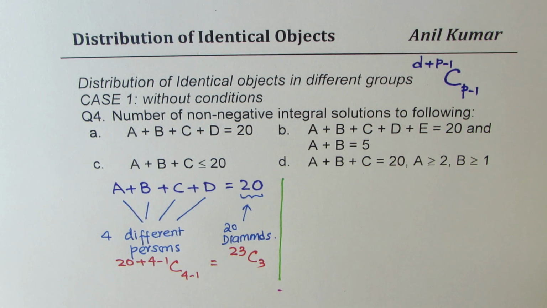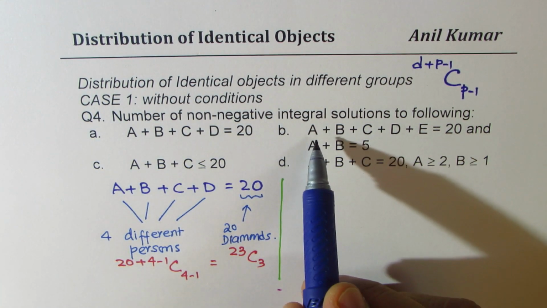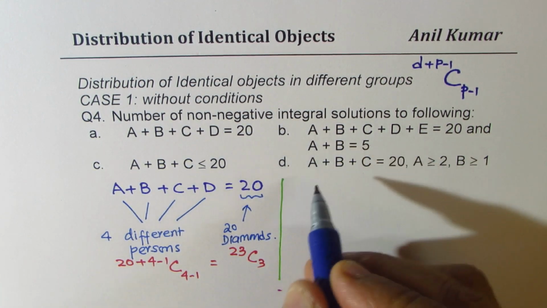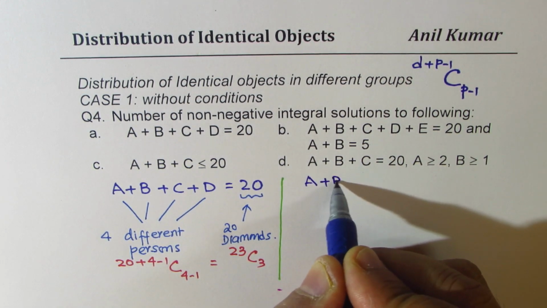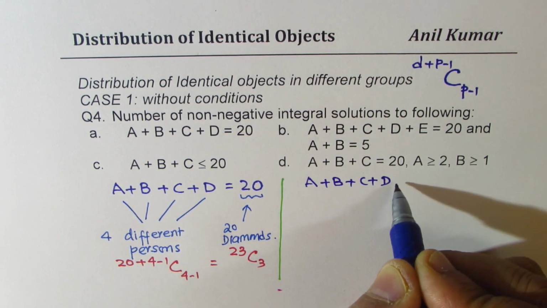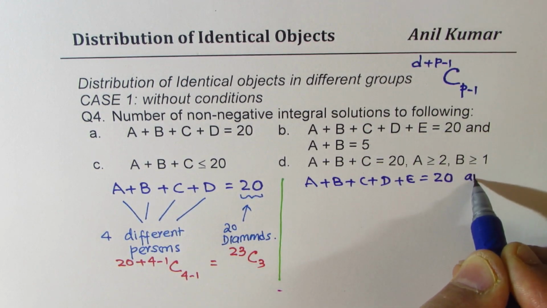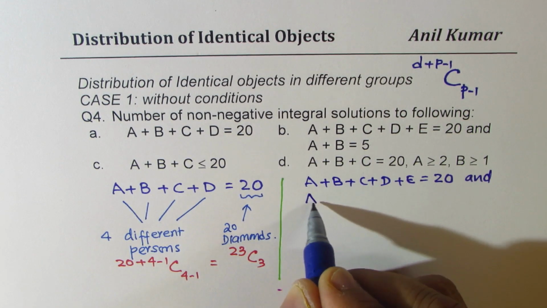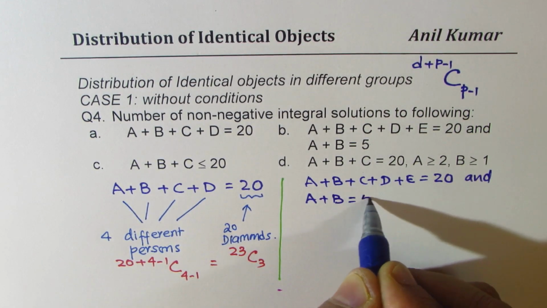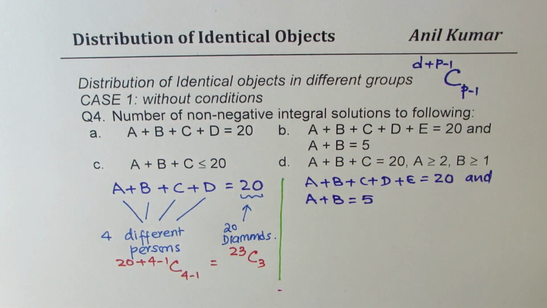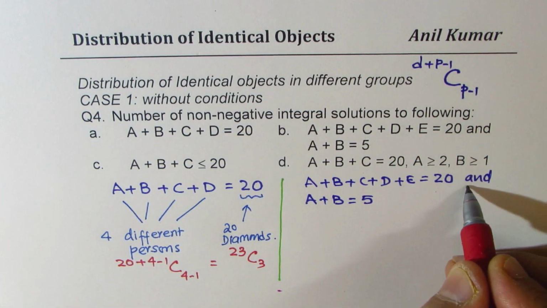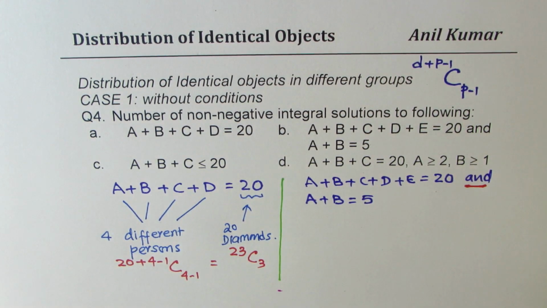Now here is the next question, and it is very critical. This time we have 2 conditions: A plus B plus C plus D plus E is equal to 20, and A plus B is equal to 5. Both equations should be true. This is the AND condition which we have to work on. How do we solve such a question?